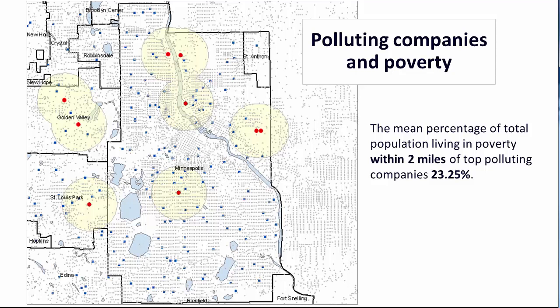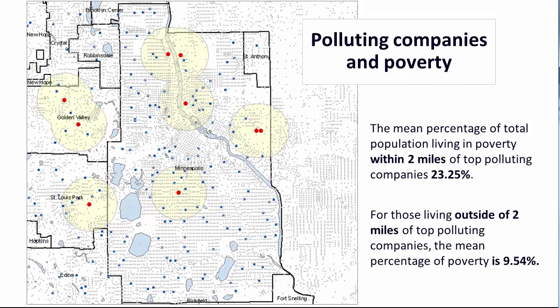And in fact, within 2 miles of the top polluting companies, there are about 23% of persons living in poverty. If we look outside of those 2-mile buffers, the mean percentage of poverty is much less. It's only 9.54%. So this may be the start of an investigation for environmental justice around polluting companies.